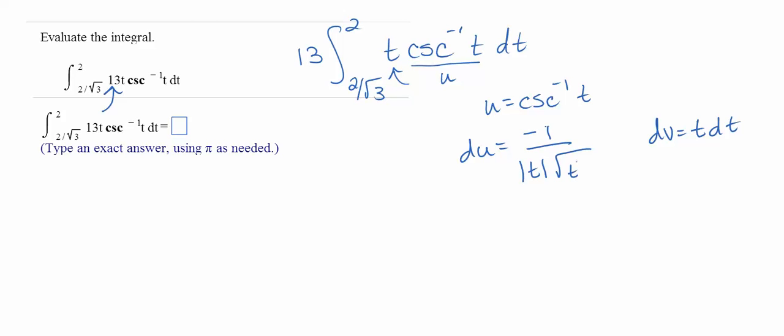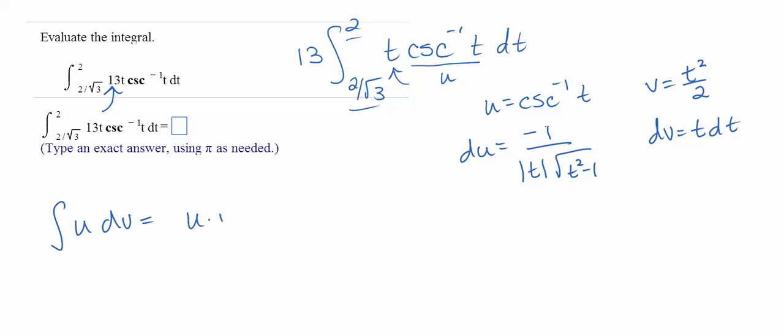Now to find v, we just integrate t dt, which of course is just t squared over 2. That's an easy integrand. Now don't worry about this absolute value here, because you notice your limits of integration are both positive, so t is not going to be negative, so we don't have to worry about or even write the absolute value other than in that one moment. Okay, so we remember the integration by parts formula. The integral of u dv is equal to uv minus the integral of v du.